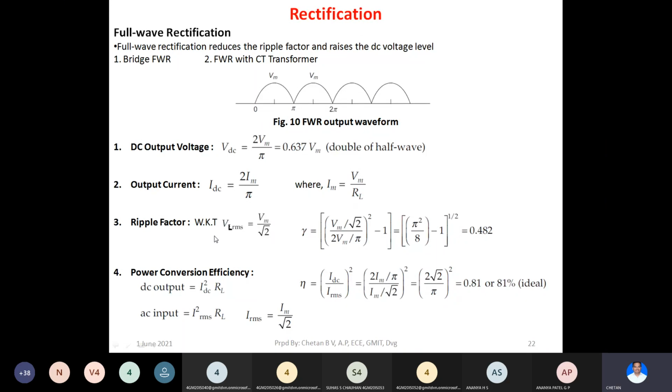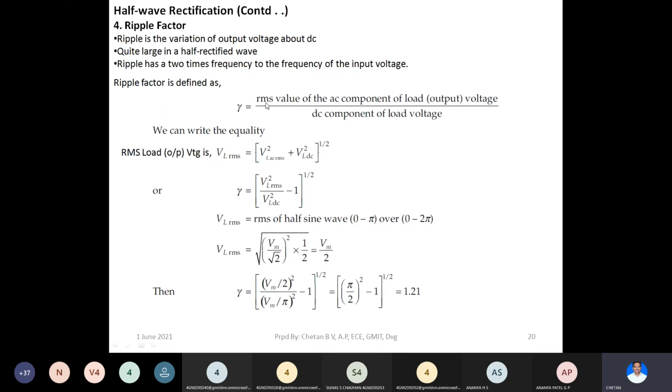Right. Next is the ripple factor. What do you mean by ripple factor? Ripple factor is the ratio of the RMS value of the AC component of the load or output voltage divided by the DC component of the load voltage. You cannot get the RMS value of the AC component of load voltage directly. In turn, you find the RMS value of output voltage by this equation, where you have AC content as well as DC content.